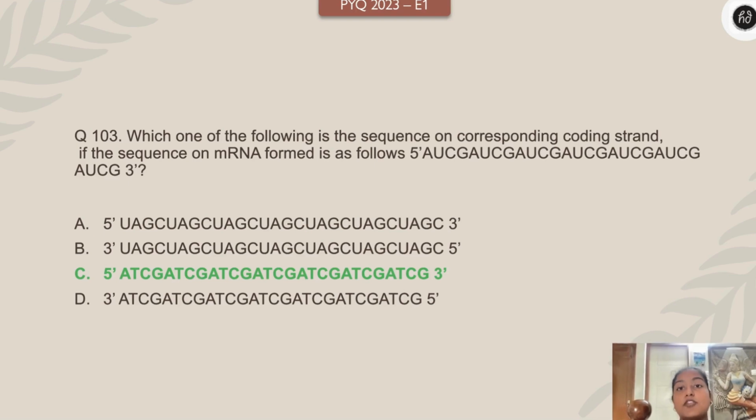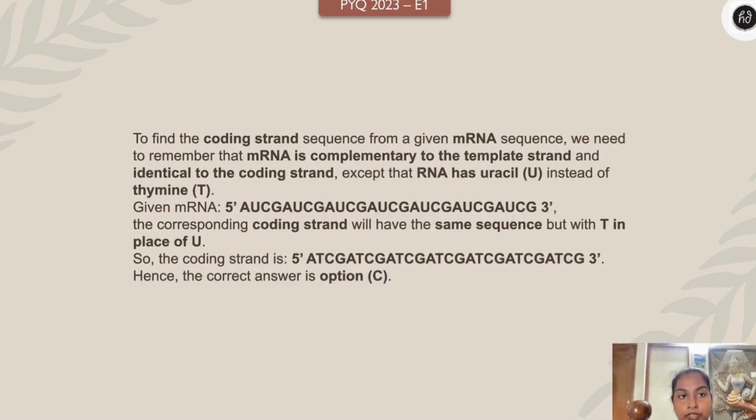Yeah, the answer is option C. So children, you have to know one thing. To find the coding strand sequence from the given mRNA sequence, we need to remember mRNA is complementary to the template strand and identical to the coding strand. Only thing is, RNA has uracil instead of thymine. So the exact sequence where all the uracils have been replaced by thymine is what you have to find. Okay, so the answer is option C.